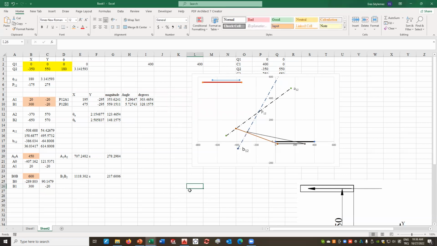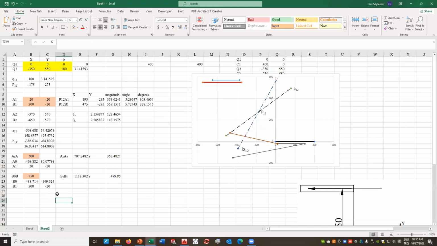Here is a 4-bar. I can change lots of things. I have 6 parameters, notice. X and Y coordinates of A and B, the length A0A and B0B. If you want, I can change this B0B to 750, 450 to 500. Okay. I can assure you that this mechanism is going to be movable in between the positions.